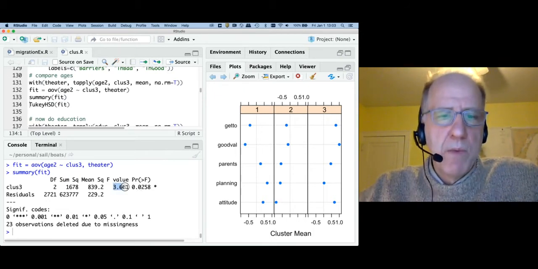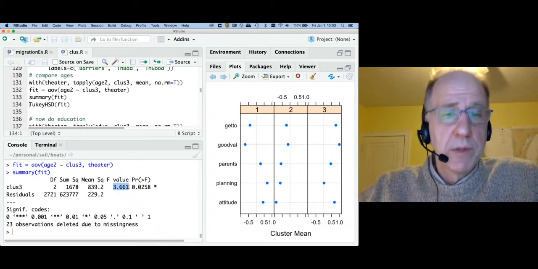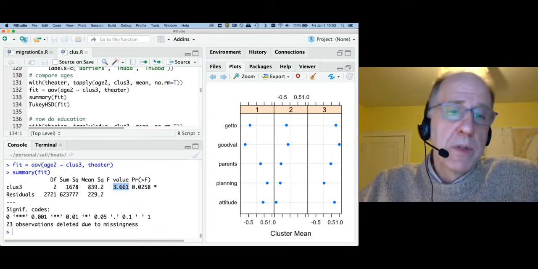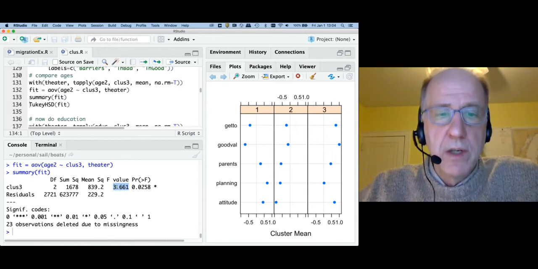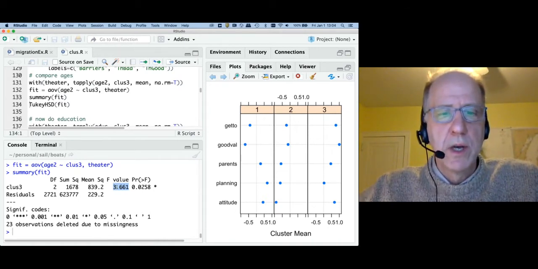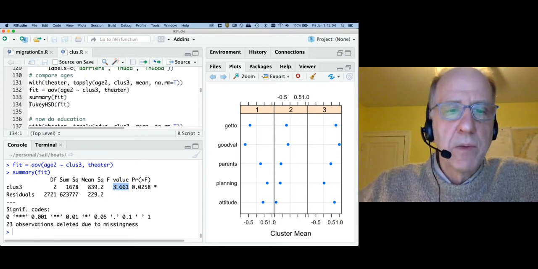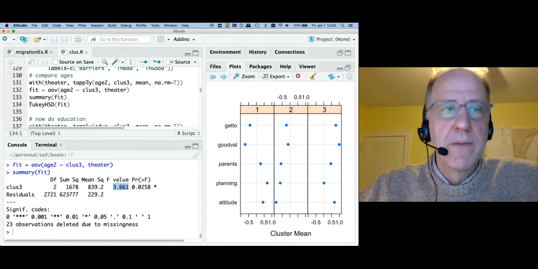I tend to pay more attention to the F-statistic. So if I had, say, 30 variables that I was profiling this on, I would pick the variables that had the largest F-statistics. Those would be the ones that have the largest between-group differences in the profiling variable, in this case age, divided by the within-group variance of that variable.